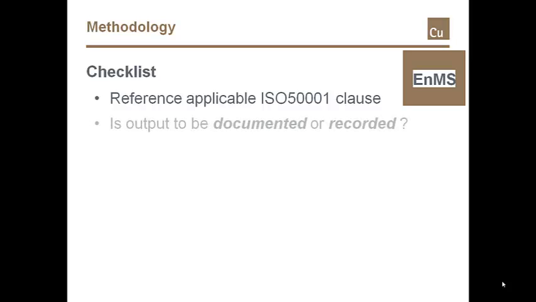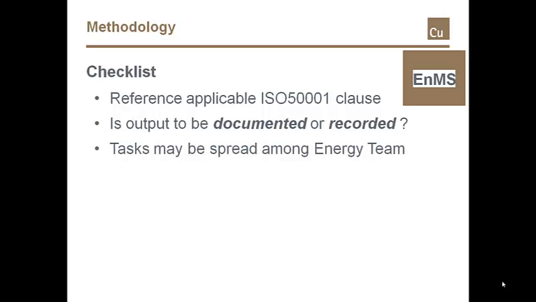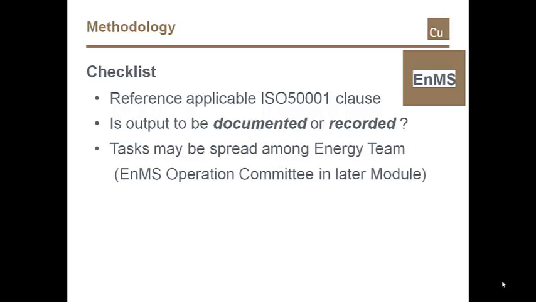A plan checklist referencing ISO 50001 will help organize and track these steps to ensure their completion. Also helpful would be to specify that a task's output is to be documented or recorded according to ISO 50001. The next several slides show an example checklist. These tasks may be spread among the energy team members, called the Energy Management System Operation Committee, treated in a later module.